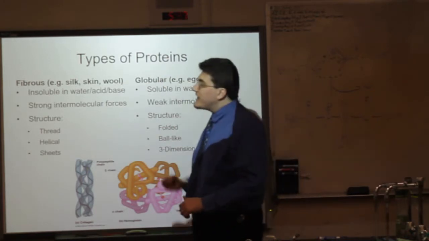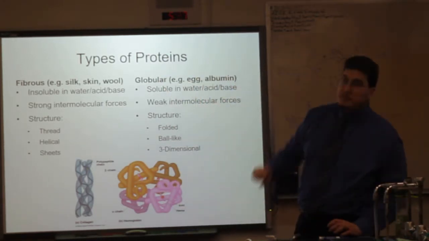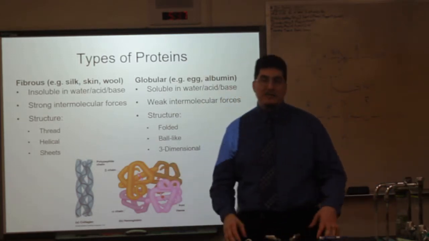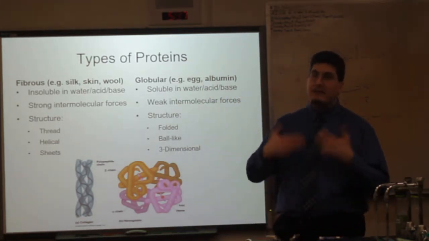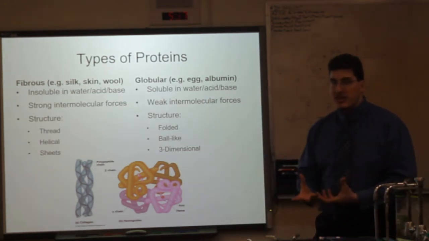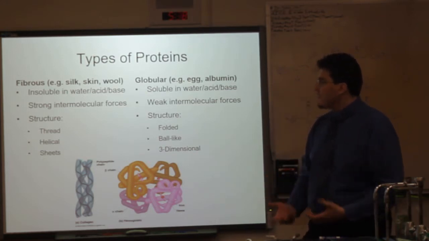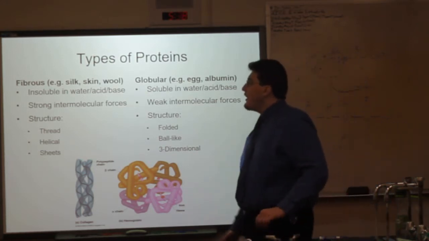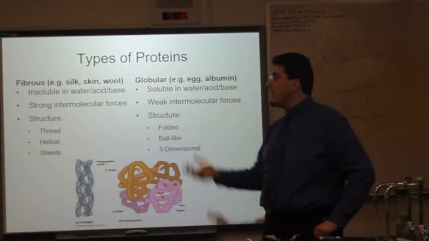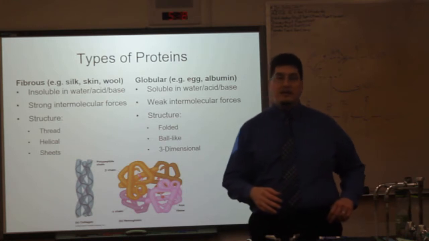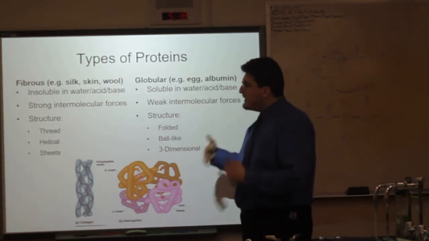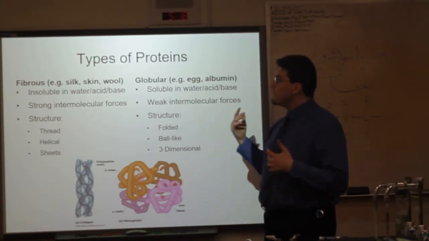which brings us to our 2 types of proteins, fibrous proteins and globular proteins. Fibrous proteins, as one might suspect, have a fibrous structure, a fiber structure, whereas globular proteins have a globe-shaped, more rounded structure. Fibrous proteins are insoluble in water, in acids, in bases. They have strong intermolecular forces that hold them together. They are a thread or a helical shape. They are often found in sheets as well.